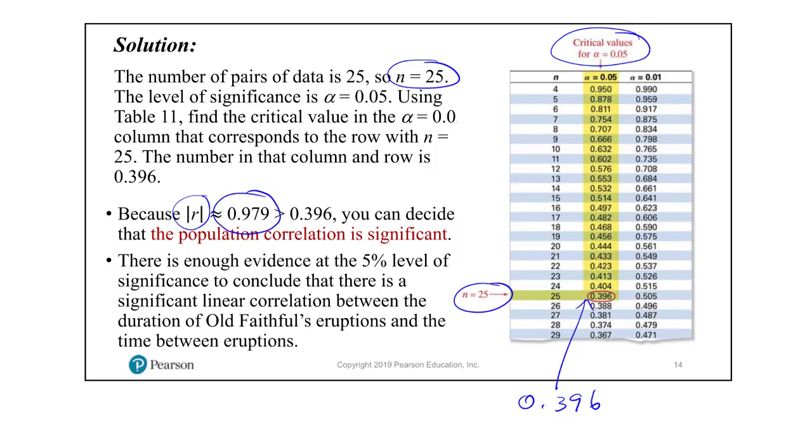But 0.979 is definitely bigger than 0.396. So we can say that the population correlation coefficient is significant. In other words, there is enough evidence at the 5% level of significance to conclude that there is a significant linear correlation between the duration of Old Faithful's eruptions and the time between eruptions. So not only did we find an R value, we were able to show that there is evidence that it indicates a significant linear correlation.